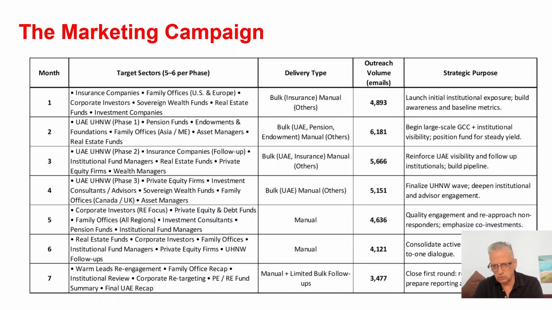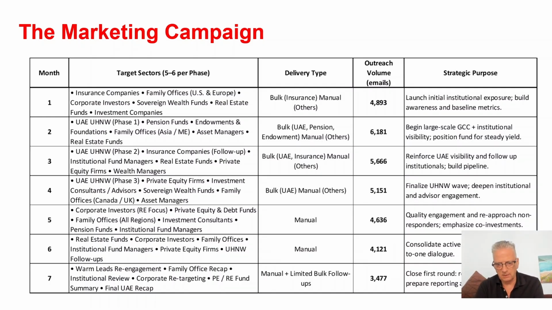So again, it's to launch the initial institutional exposure and begin large scale GCC institutional visibility. We do have a bit of targeting that we're really keen on, and those are going to be the GCC and Asia to start off with, because the group already has really good investor exposure in the U.S. One of the key areas which we want to do is bring in some new capital, mainly from the GCC, UAE specifically, and of course Asia. And then, as we go further down the line, we start to talk a little bit more about other parts of the strategic purpose.